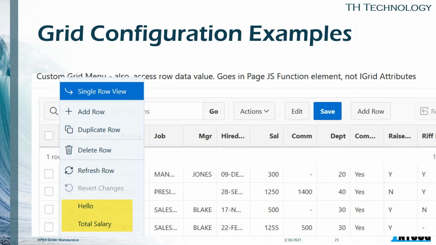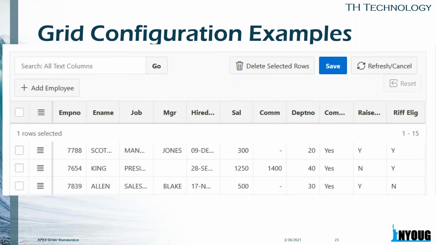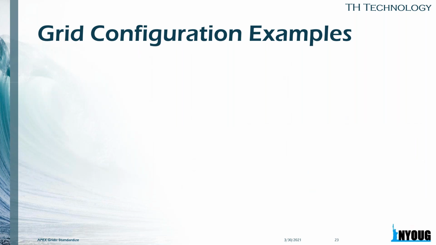Simple. You can change what goes in the row actions menu, and hello and give me the total salary is probably not what you need for your business purpose, but the example is simply to show you that it can be done. This one, someone complained that the delete button's actually in the row actions menu, and they didn't like that, so we put a delete button up here that looked more like tabular forms to their end users. That's what they wanted, so that's what we did.